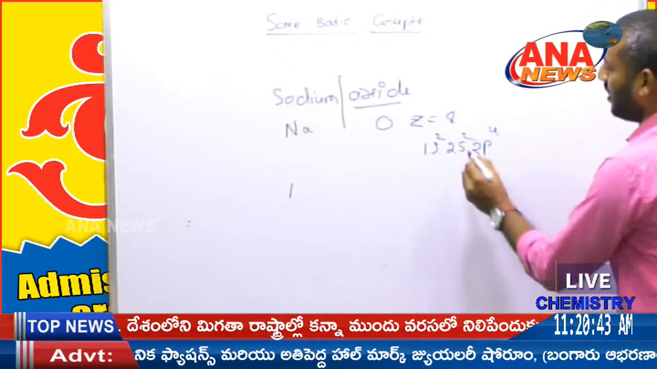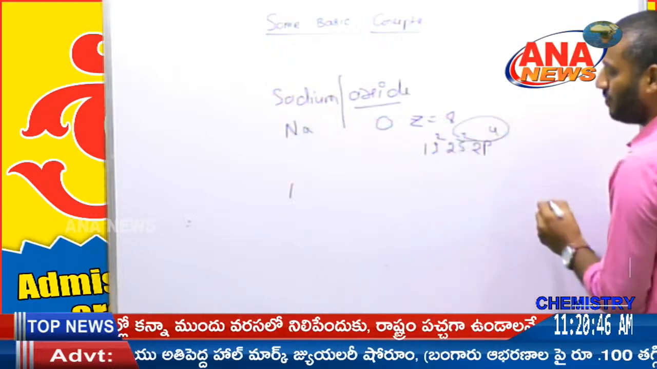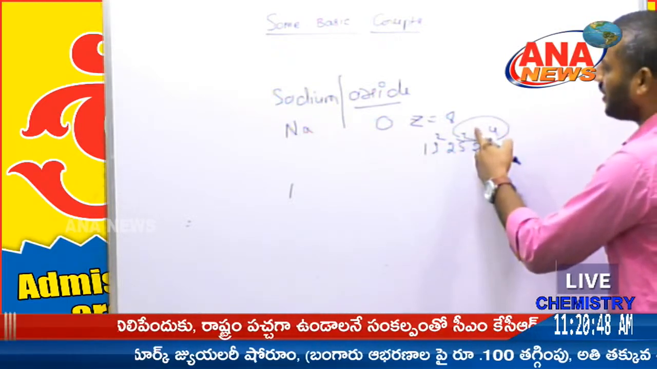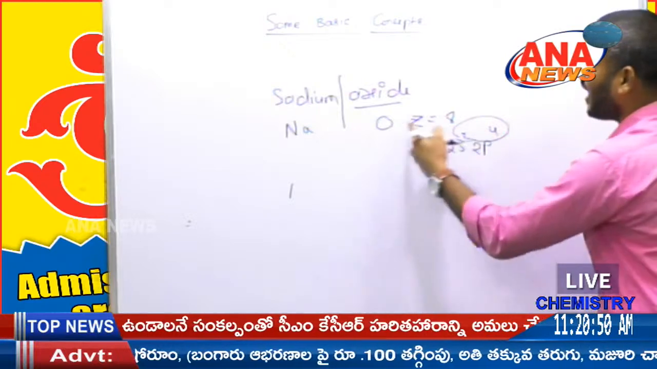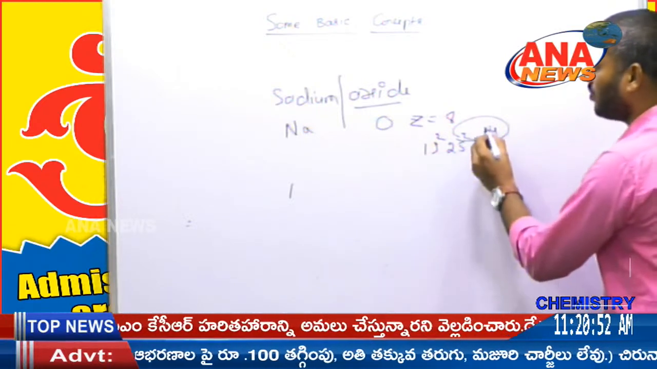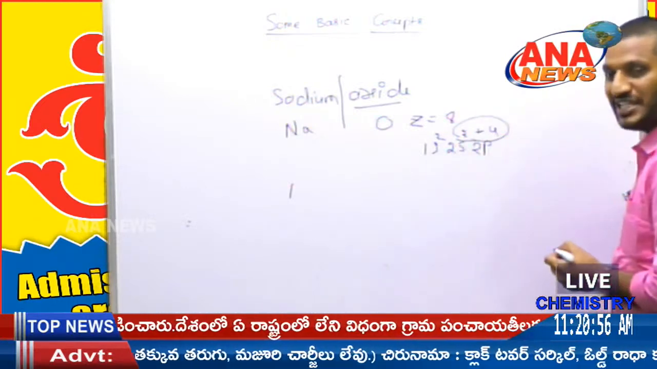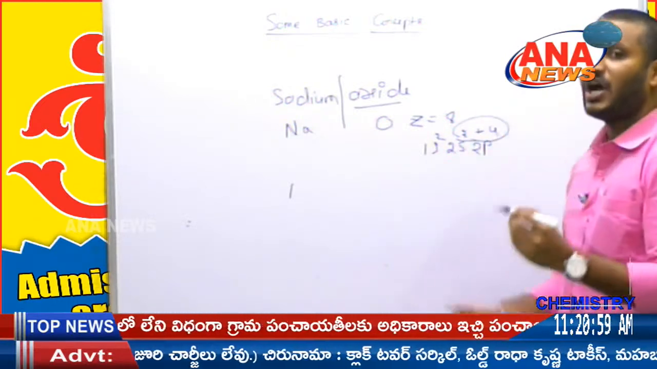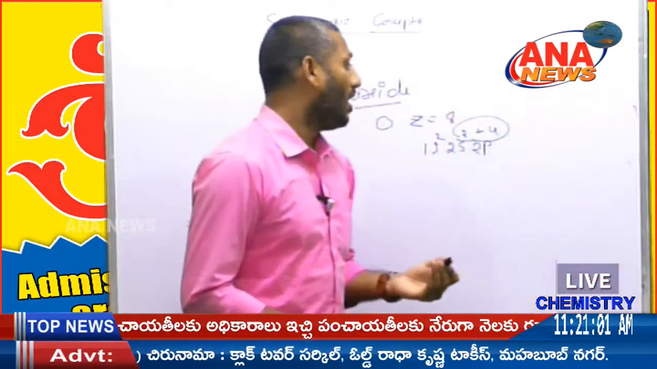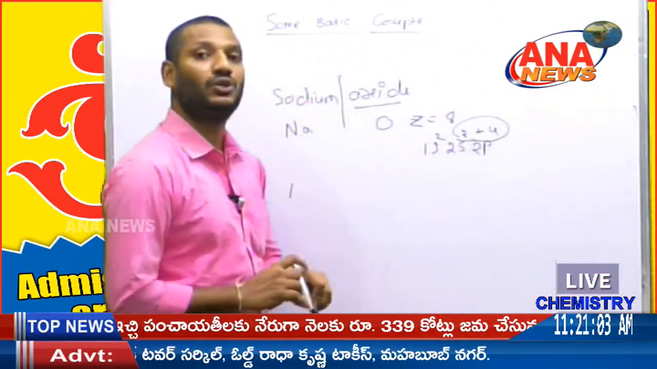By using the powers, the summation of the powers is equal to the group number, that is equal to 6. So oxygen has 6 electrons in the outermost orbital, 2 plus 4, that is equal to 6 electrons in the outermost orbit. Then the number of electrons needed to attain stability is 2.